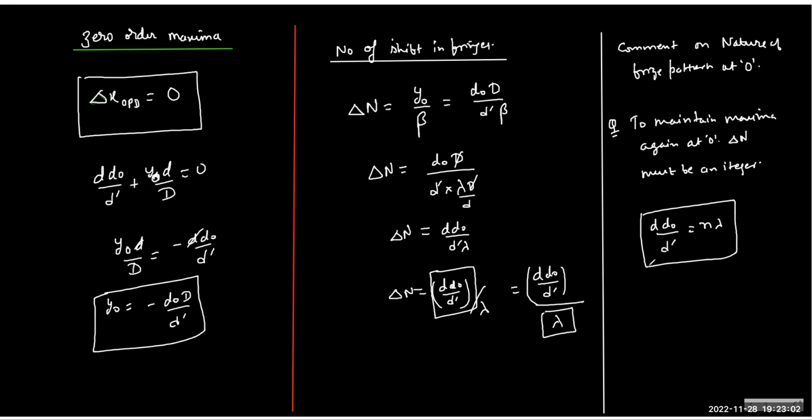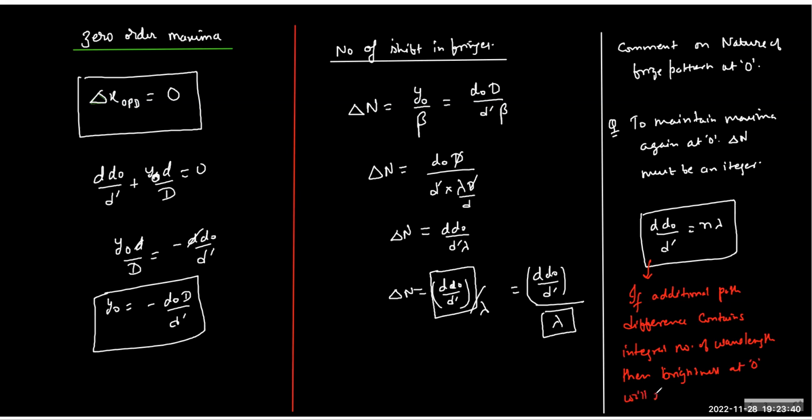So if I want to put this into literature, I can say if additional path difference contains integral number of wavelengths, then brightness at O will be maintained. I hope this is clear.